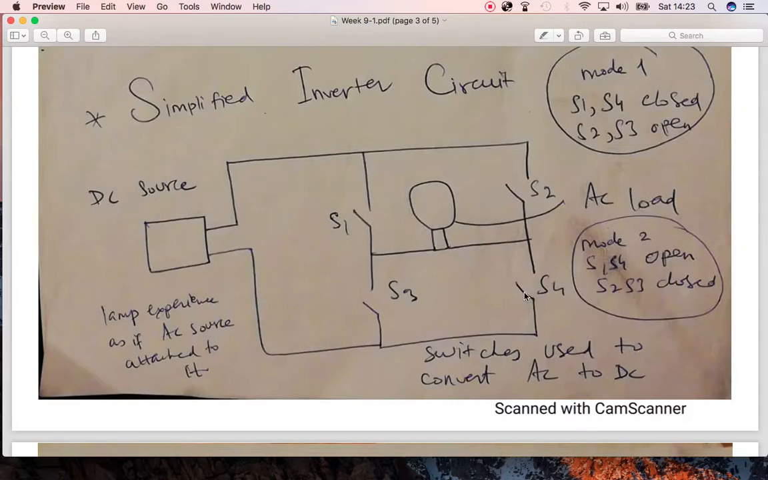And when S1 and S4 are off and S2 and S3 are on, the current will flow from the positive terminal of the battery towards the load through the S2 switch, through the bulb, and through the S3 switch, and then drain over here. We can do this switching of S1 S4 and S2 S3 very fast, at the rate of 50 hertz or 60 hertz, and in that case we can make that AC load function on the basis of a DC source, and this load will think of that DC source as an AC signal.